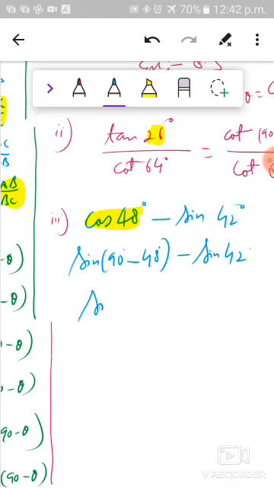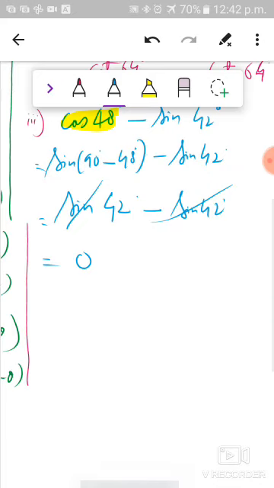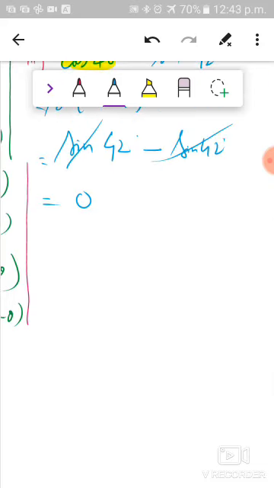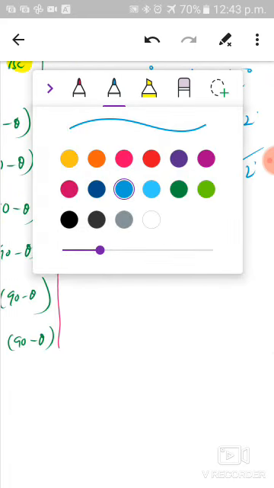So that is sin 90 minus 48. 10 minus 8 is 2, 8 minus 4 is 4, so 42, minus sin 42. Cancel. Answer is 0. So this is how we have to use complementary angles in trigonometry. Okay, right? Let me take one more question from this exercise, and I am going to take question number 3.